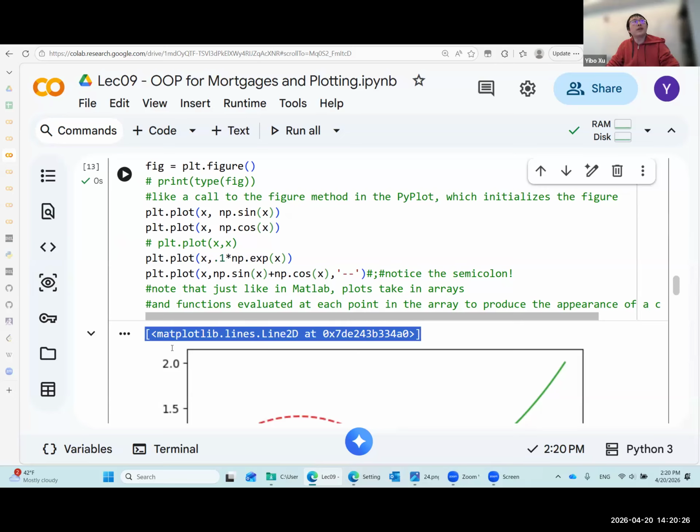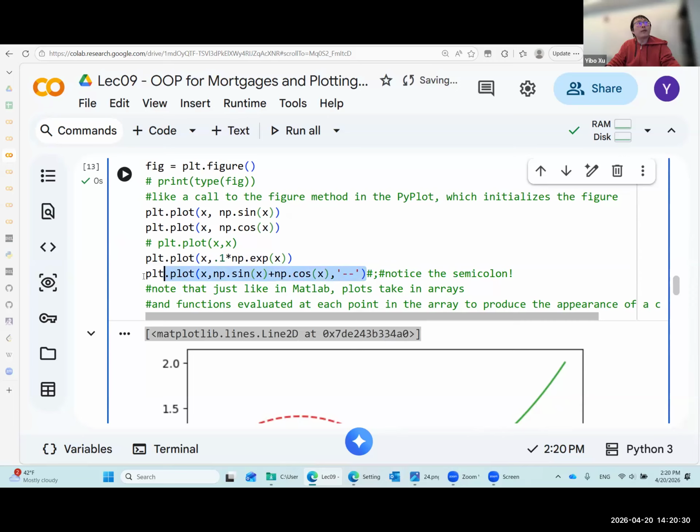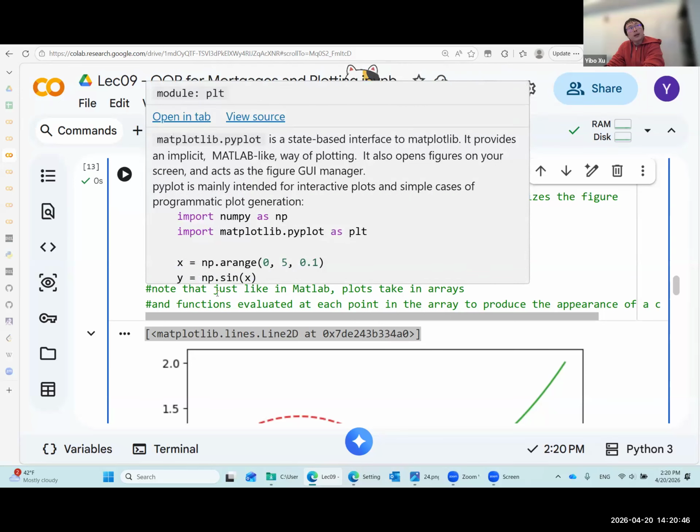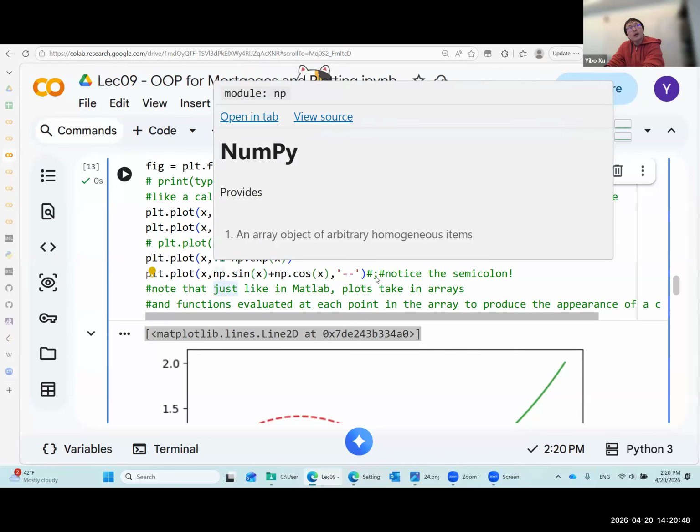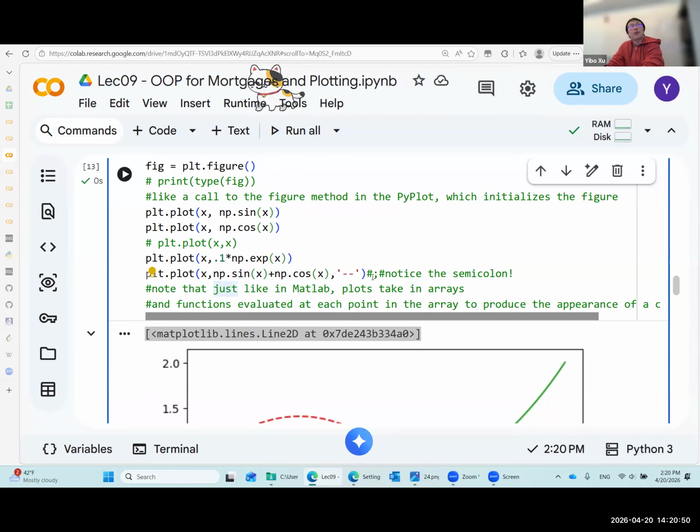Okay. So this is just the output code for this plot operation at the end. Remember, for Python, every code cell will output whatever the last function call would give. So this plt.plot is indeed a function call, and it will give you some text output.